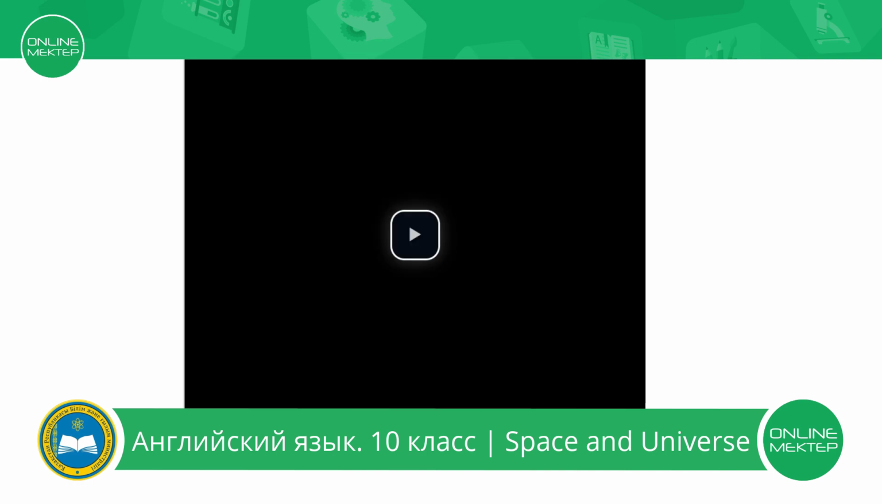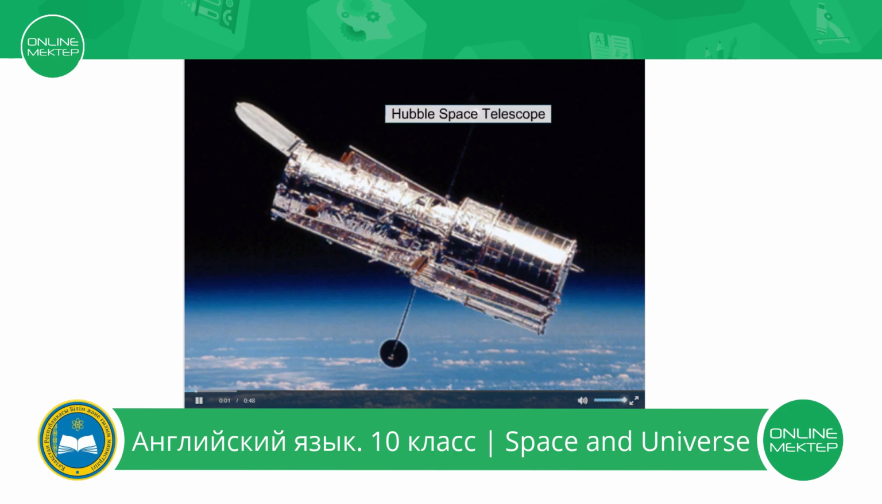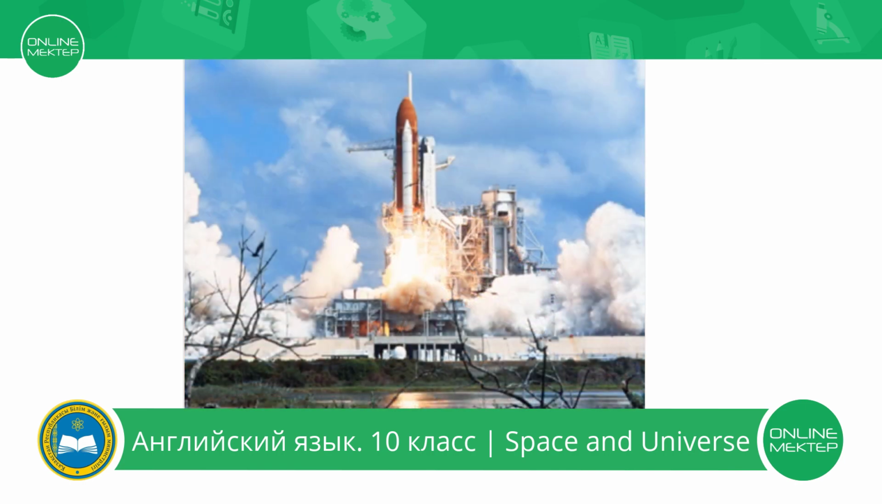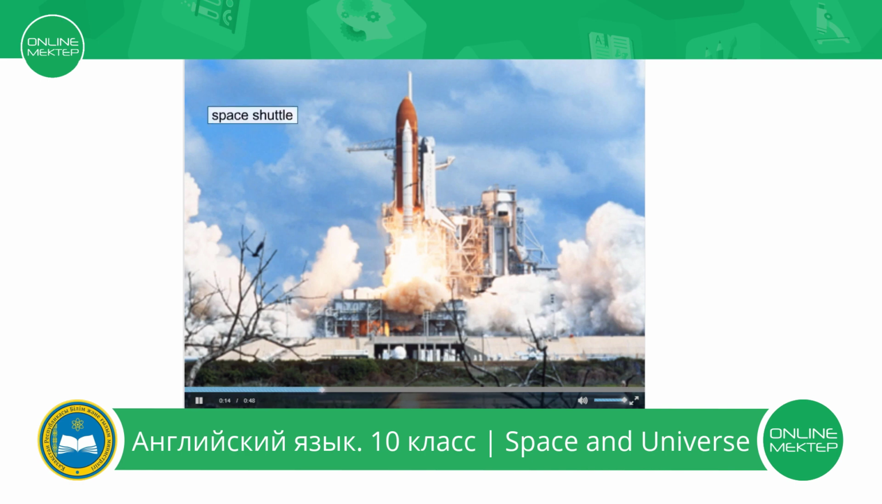There are also some satellites having sensing equipment which is aimed towards outer space. For example, the Hubble Space Telescope. Let's watch the video to know what it is. The Hubble Space Telescope is a satellite which acts as a space observatory. It was the first such satellite above the Earth's atmosphere. The Hubble Space Telescope was launched into space by a space shuttle in 1990. Many other satellites are carried into space by rockets.